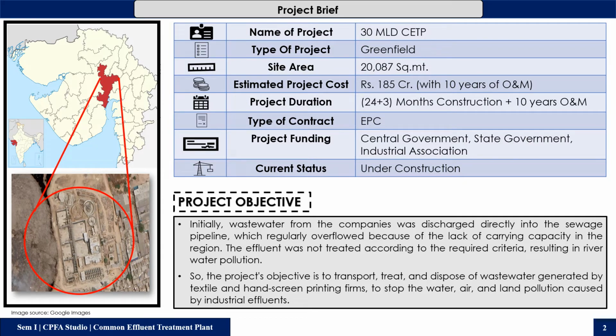Initially, wastewater from the companies was discharged directly into the sewage pipeline, which regularly overflowed because of the lack of the carrying capacity in the region. The effluent was not treated according to the required criteria, resulting in river water pollution. So the project's objective is to transport, treat, and dispose of wastewater generated by the textile and hand screen printing films to stop the water, air, and land pollution caused by the industrial effluents.